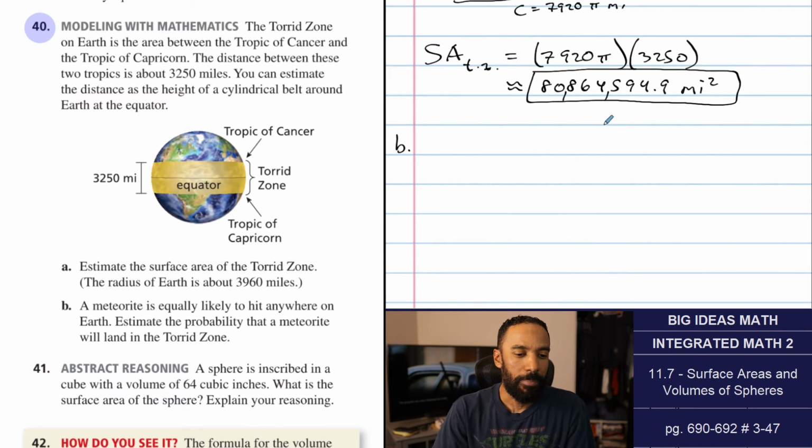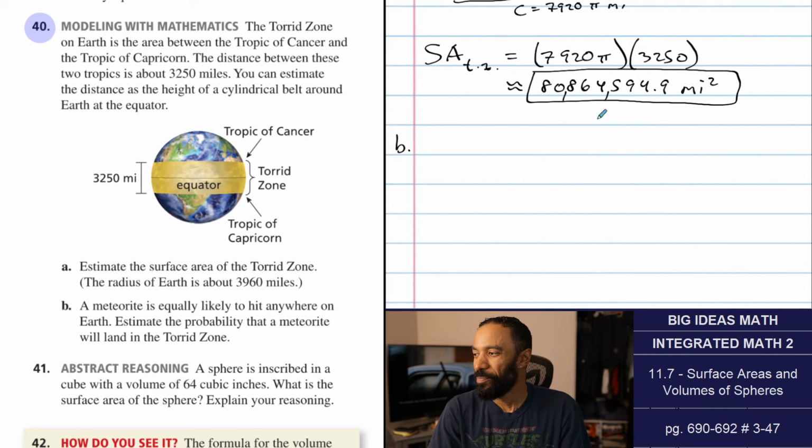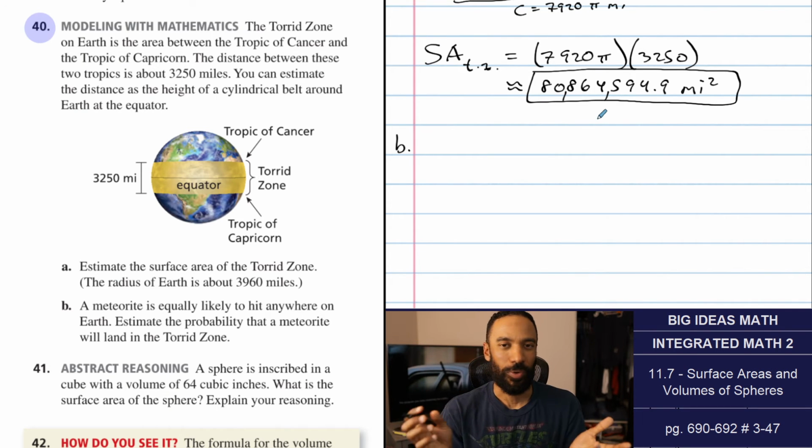Part B. A meteorite is equally likely to hit anywhere on Earth. Estimate the probability a meteorite will land in the torrid zone. Okay, just so you know, when it comes to this answer, this is assuming it's going to hit the Earth. This isn't the probability that it will hit this part of the Earth in general. It's like throwing the thing at the dartboard. Anyway, you take your surface area of this and divide by the surface area of the Earth.